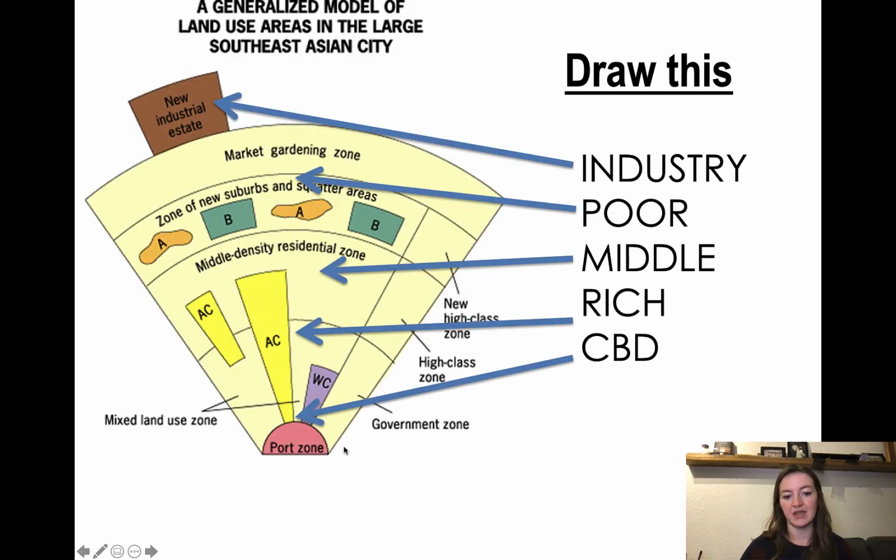So we see something that looks like this. You have your port area, you have your mixed land use, and this often is kind of our CBD-ish area. We may have our rich people living here, our middle class people living here, our poor people living as the farther out we can go, and then industrial zones keep going out and out and out. So bigger the city gets, the farther out those are going to go.